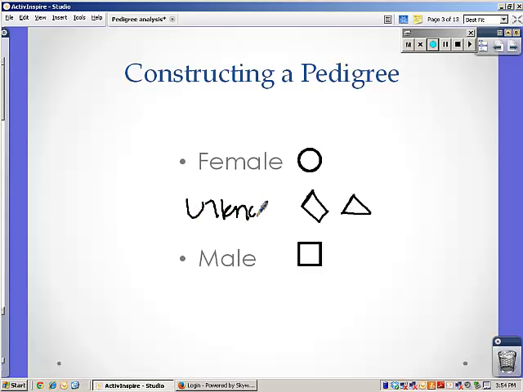Now, that sounds kind of silly. How would we not know? Well, think about it this way. Depending on when the pedigree was actually created, it could be that somebody was pregnant with a child, but they didn't know the sex of the child just yet. So what we would put as that unknown is a triangle or a diamond or something to indicate that the baby's coming, we just don't know what sex it is yet.